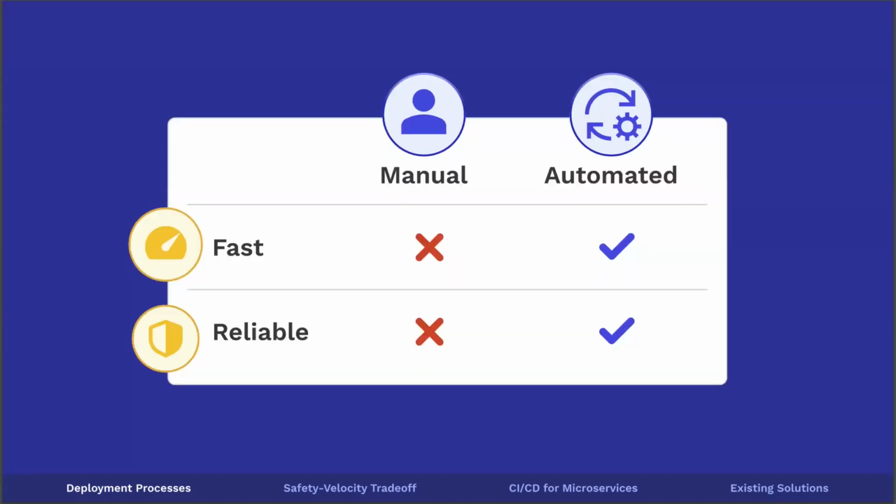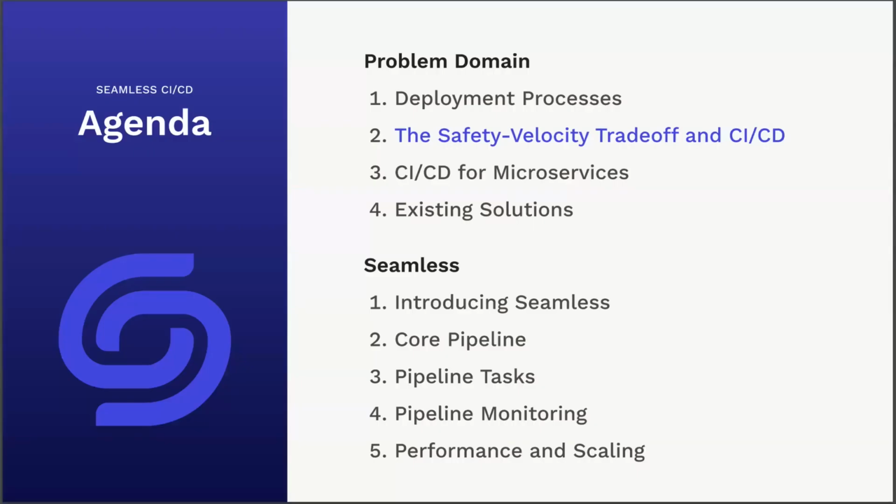Okay. To recap, manual deployments tend to be slower and less reliable than automated deployment pipelines. However, as we'll see in a moment, there are some caveats to that. So we've talked about what deployment processes are and why the industry has shifted toward automated ones. Now let's talk a bit about a particular trade-off most automated deployment processes need to make.